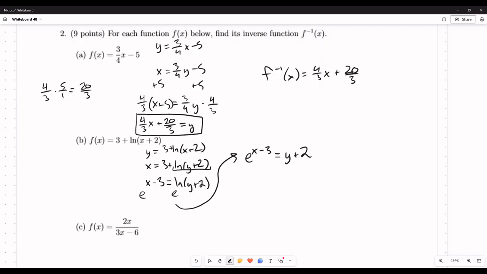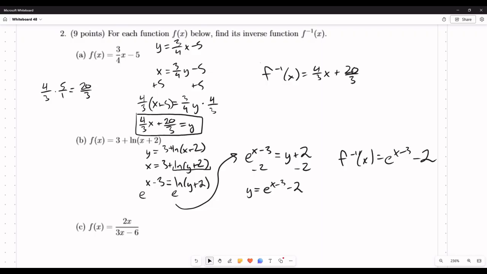So we get e to the x minus 3 equals y plus 2. And last but not least, I'll subtract 2 from both sides to get that y equals e to the x minus 3 minus 2. And we get that f inverse of x equals e to the x minus 3 minus 2. And that's good. So we have our answer there.